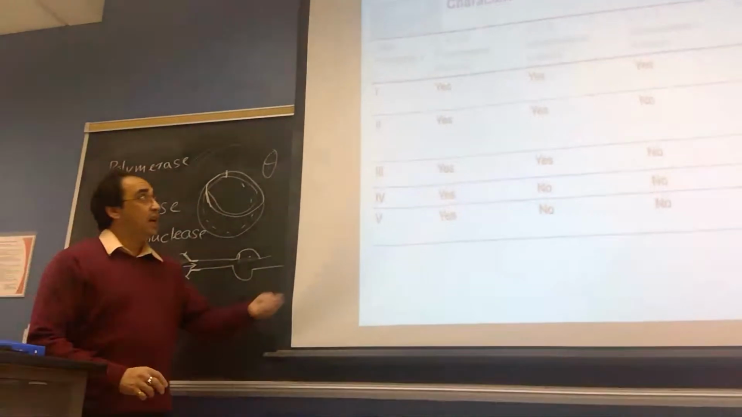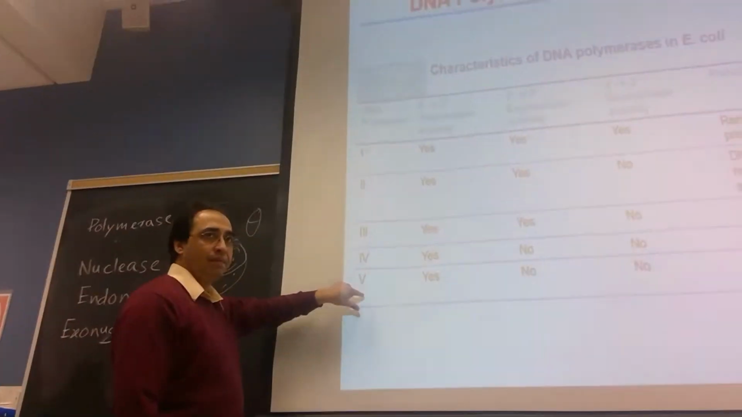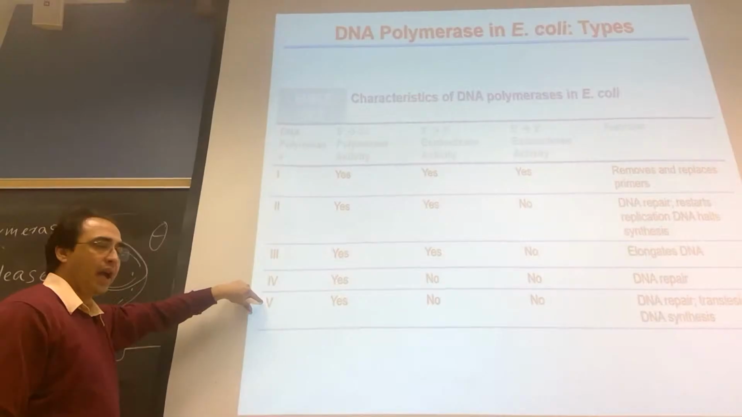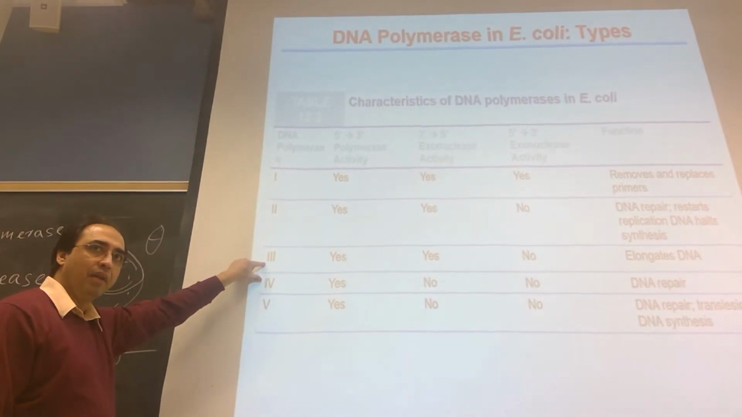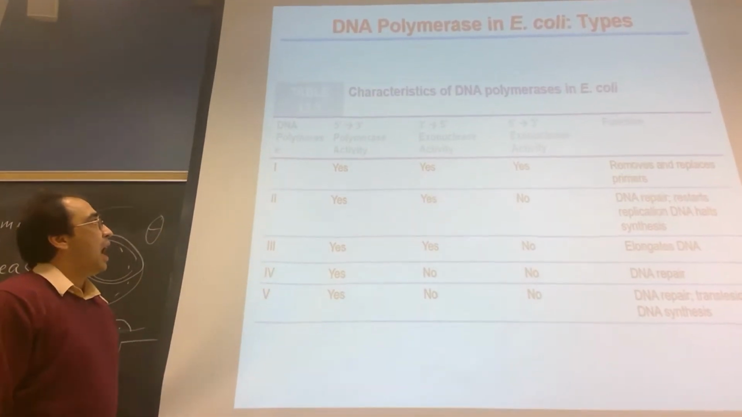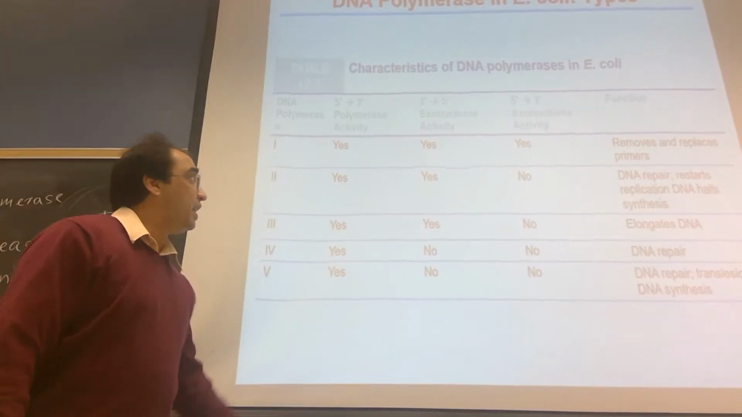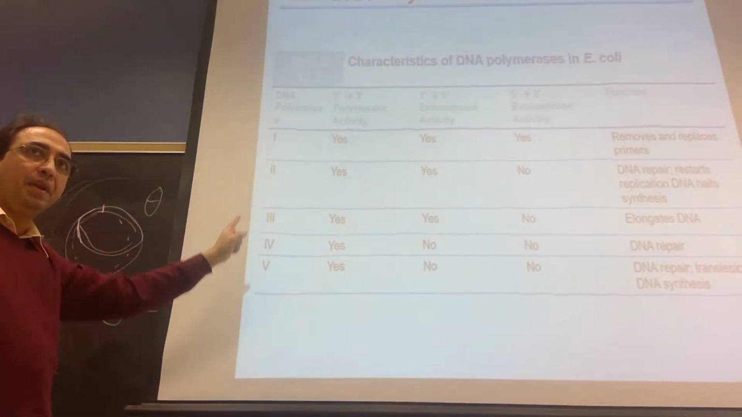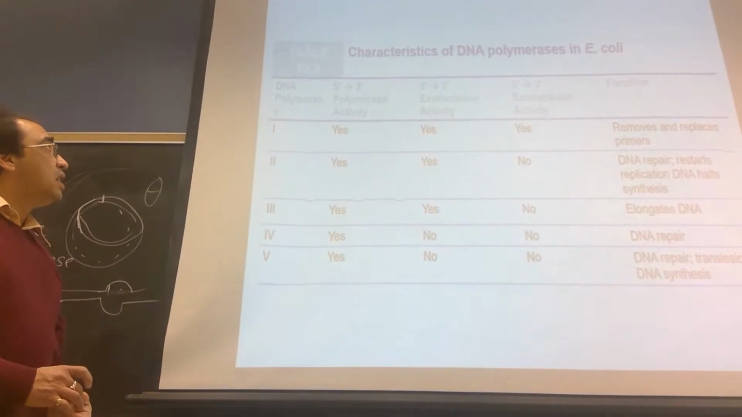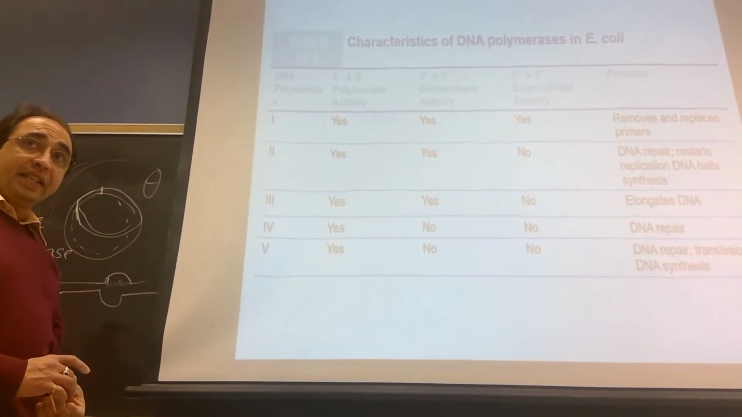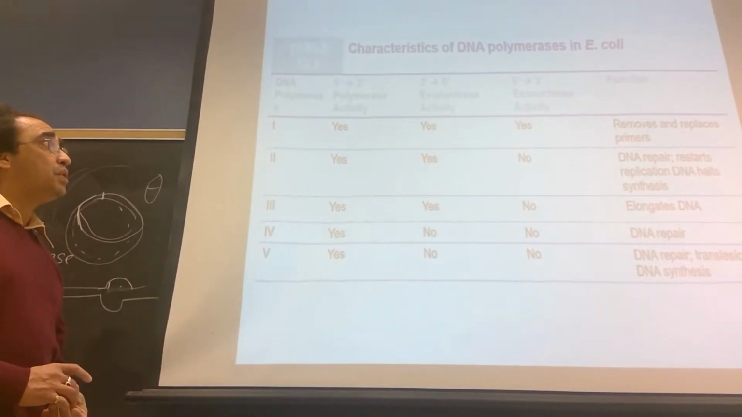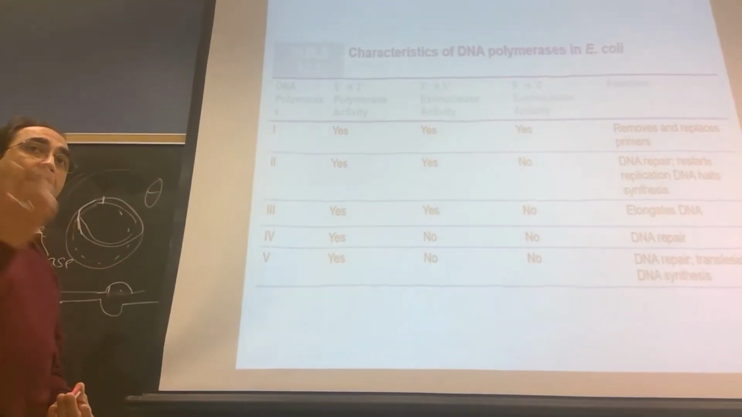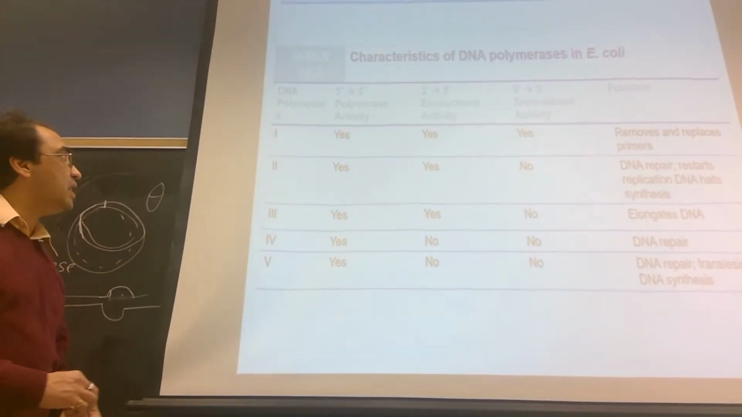Now there are 5 DNA polymerases in E. coli: 1, 2, 3, 4, 5. We can designate these polymerases by these numbers. And there are three types of functions. One is 5 prime to 3 prime polymerase activity, another is 3 prime to 5 prime exonuclease activity, and the third is 5 prime to 3 prime exonuclease activity. In both ways, exonuclease activity.